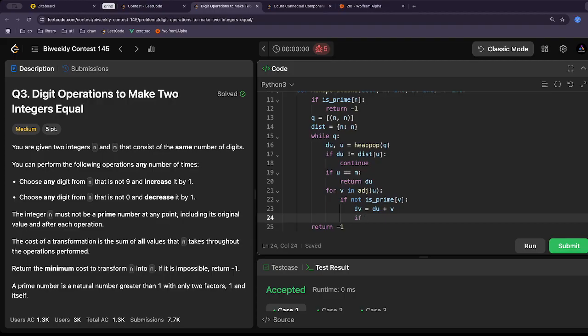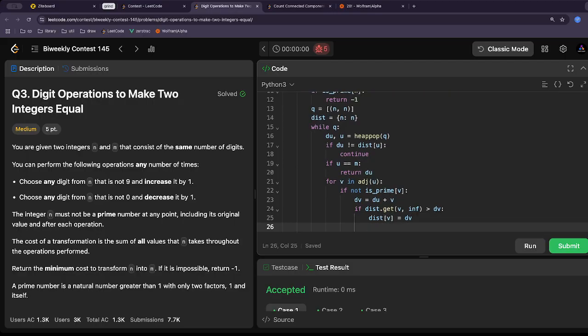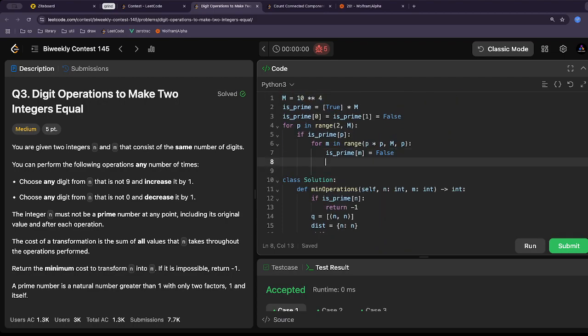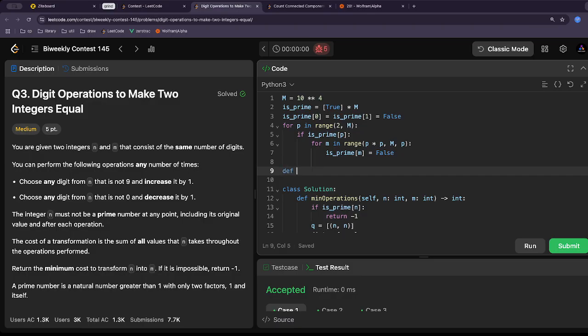Now we check the distance to b that we have so far, which we make infinity if we haven't seen b, if we don't have any distance yet to b. If this is greater than the distance that we found going through u, then we want to update it, and we want to push to the heap the distance and b. Okay, so this is our Dijkstra. Now we only need to know the adjacent of u.